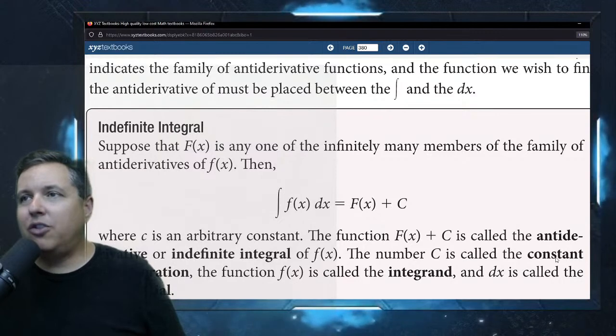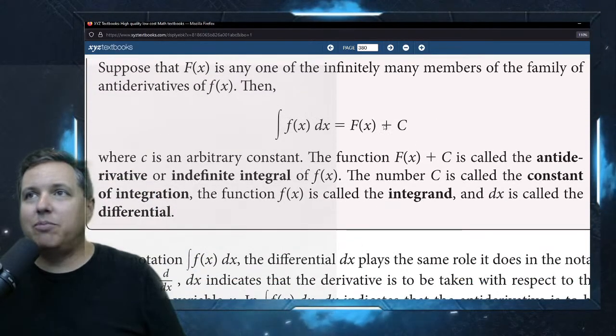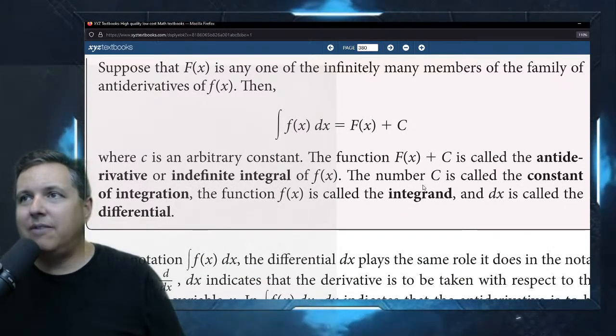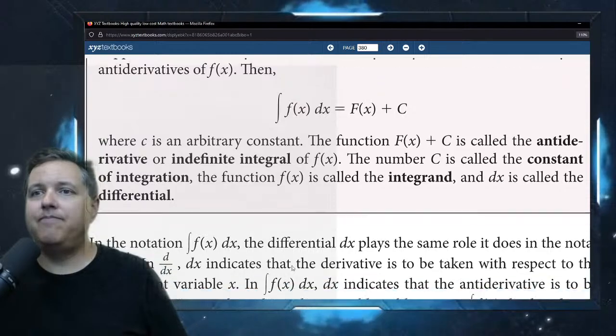The number c is called the constant of integration. Basically, you'll just remember it as always putting the plus c on things. The function f of x is called the integrand, and the dx is called the differential. Okay. All right.